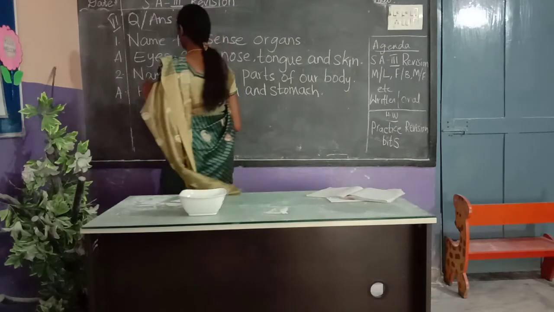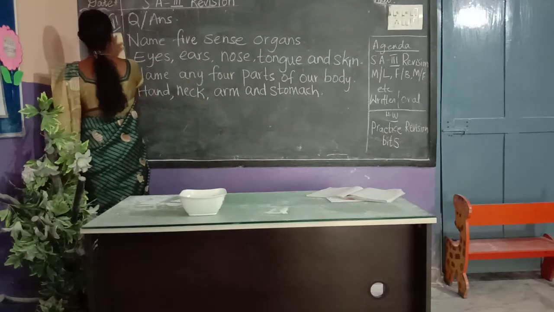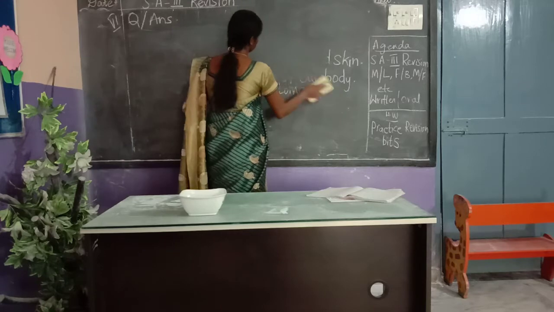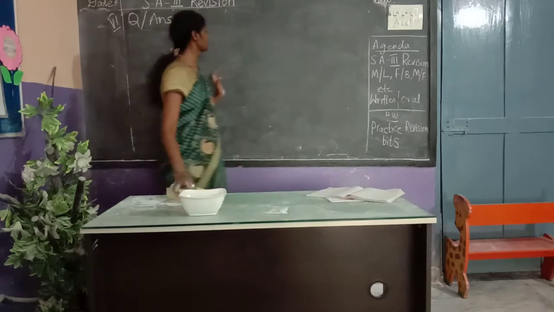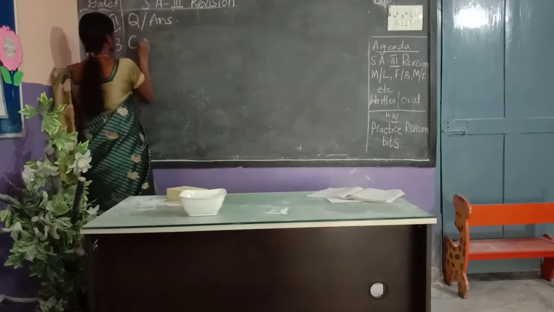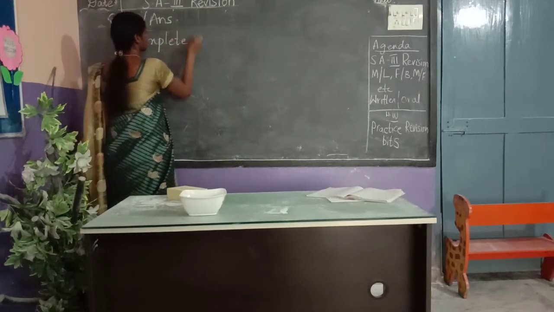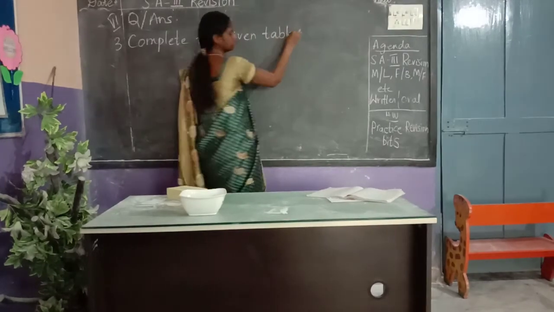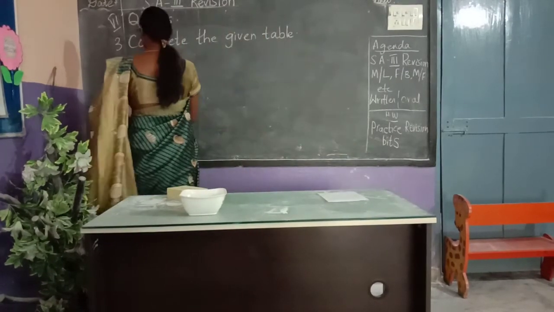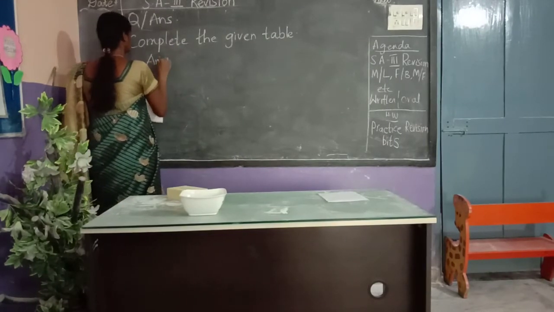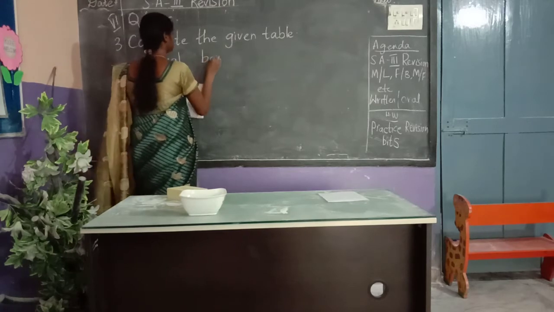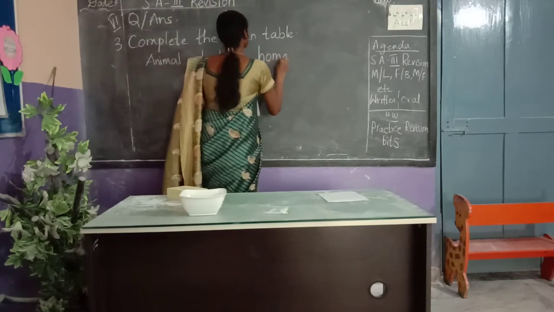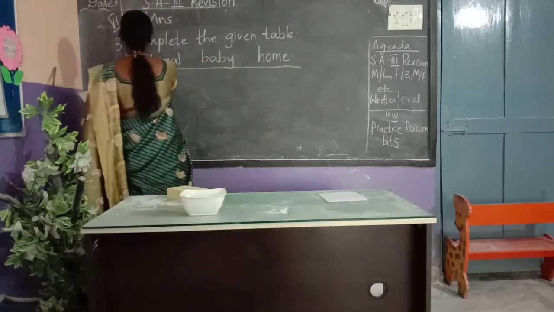Complete the following table. Third one is complete the following table. Complete the given table. What is it? Animal, baby, and home. So this is the table.